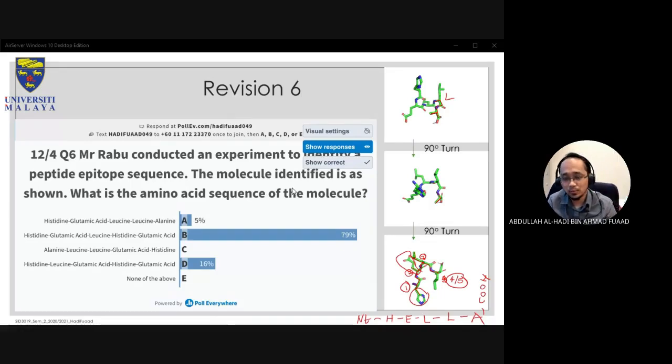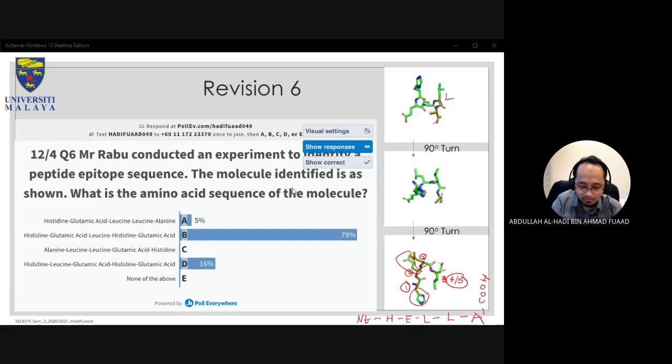So 5% of you got it right. 79% almost got it right. So you got the first three amino acids on the N terminal correct, but the other two are actually wrong. It's the other way around.